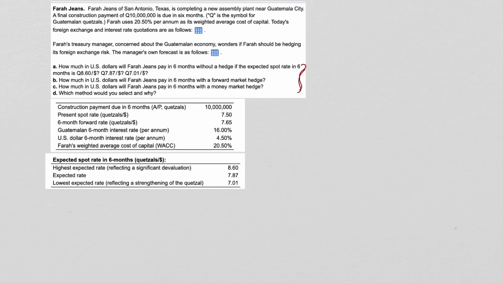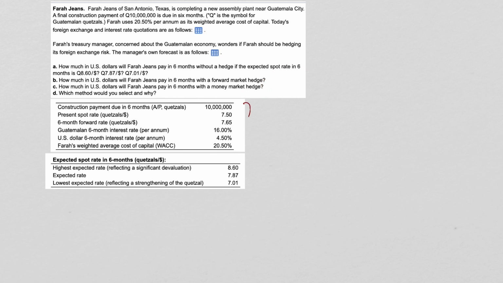And there are 3 questions that we need to answer. 4, if you consider the 4th kind of figuring out which approach is best. But the main questions are, how much is it going to cost us if we just don't hedge at all? How much is it going to cost us if we use a forward market to hedge? And how much is it going to cost us to use a money market hedge? And so if we do hedge, which one's going to be the best and why?